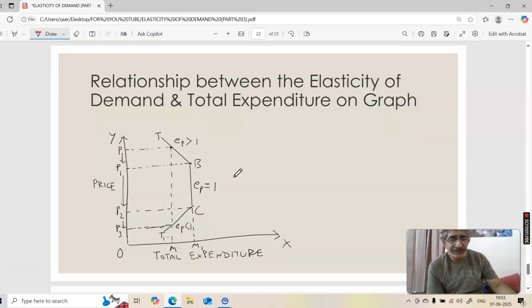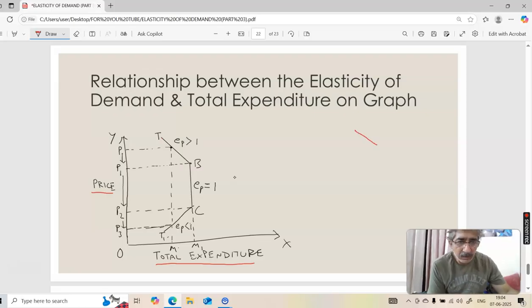Now today, what we are doing is, on the Y and X axes, price we have taken, I'm marking with red so that you can focus on what I'm discussing. Price on the y-axis and total expenditure on the x-axis, not quantity. Now in such a case, the curve which you get is of this particular shape. I'm making it over here. Just a moment. It's not a demand curve, it's a total expenditure curve.